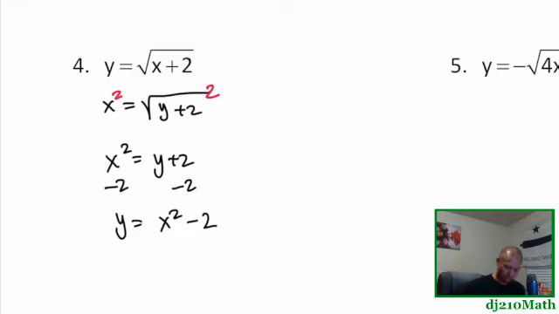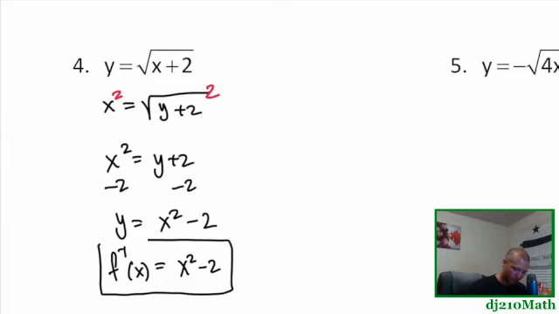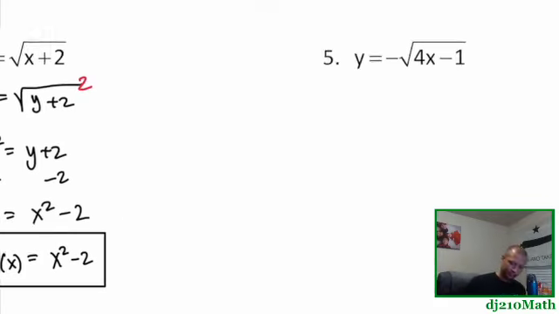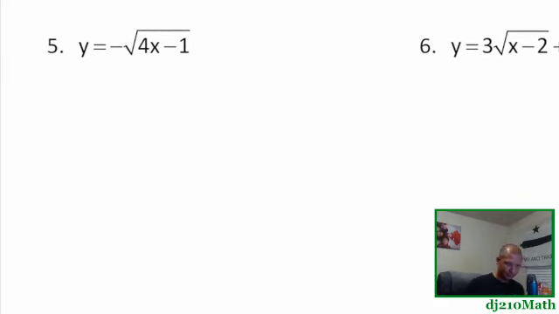So since y is all by itself, it's isolated, we say f inverse is equal to x squared minus 2. All right, number 5. Swap x and y. Negative square root of 4y minus 1. All right, couple things here.